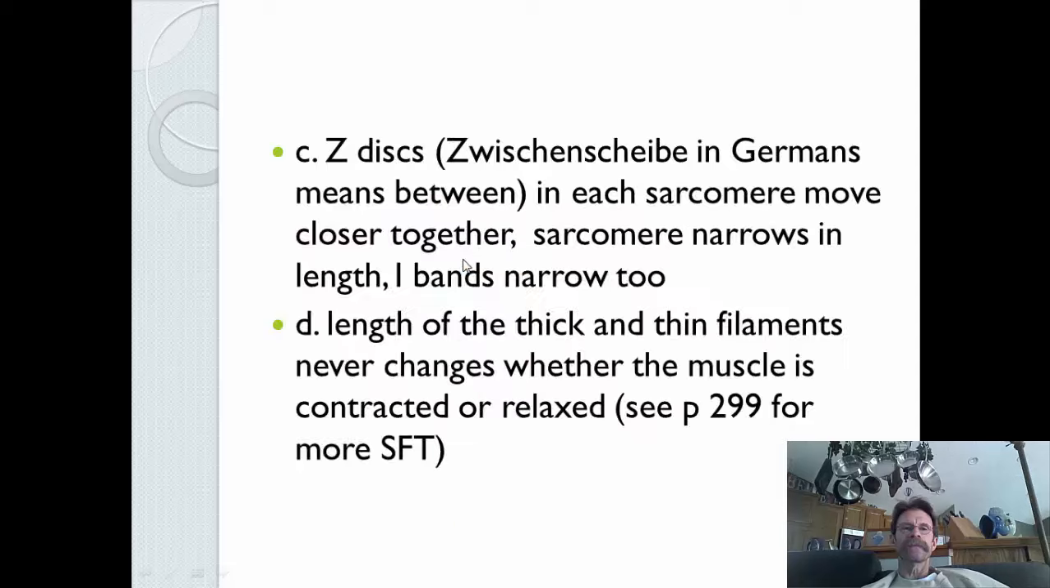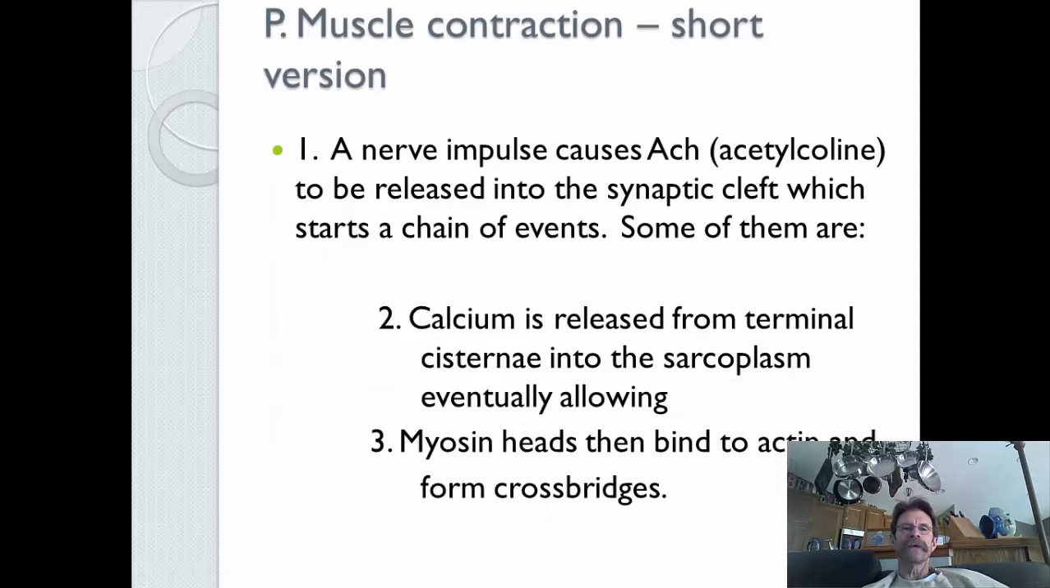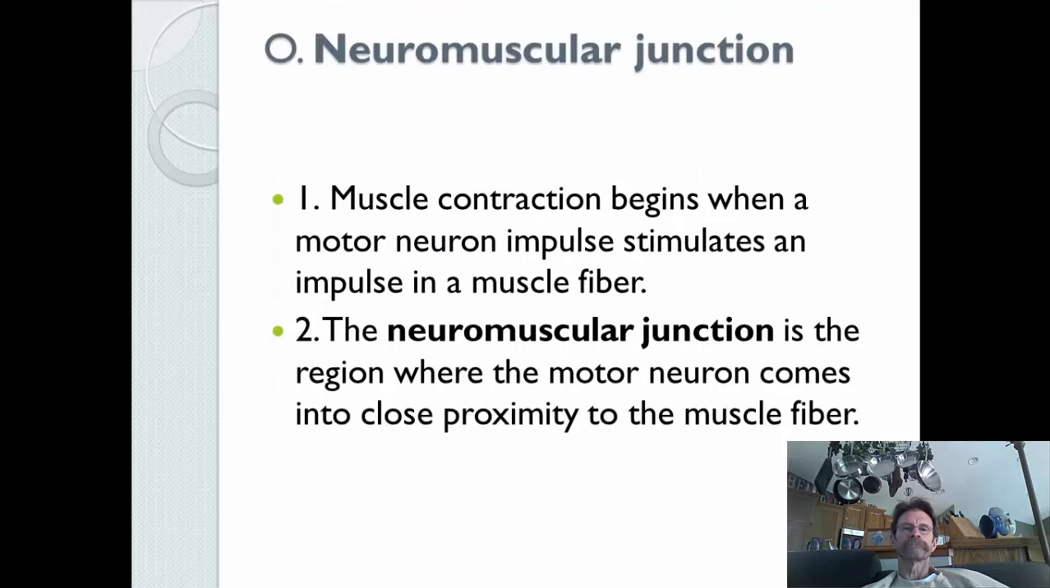All right, let's see, which way do I go? I need to go this way now. So the neuromuscular junction is the region where the motor neuron comes in close proximity to the muscle fiber on that sarcolemma.